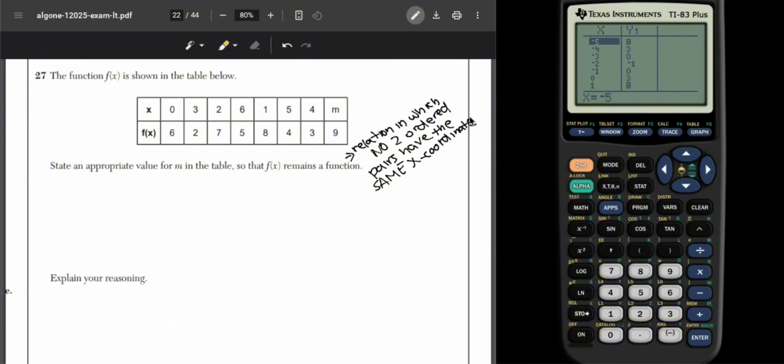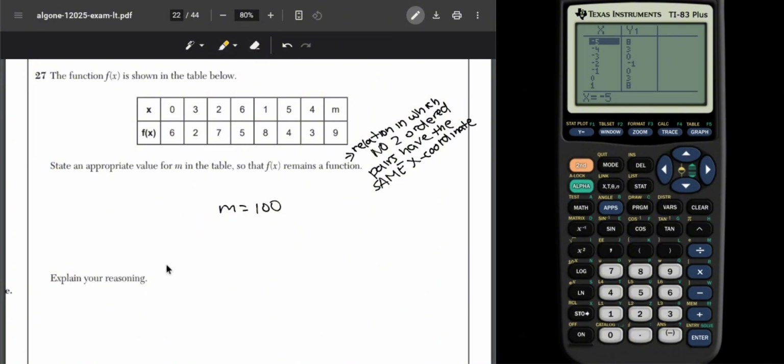Okay? So that means that in order for something to be a function, no two coordinates, no two points can have the same x coordinate. So I have my x's of 0, 3, 2, 6, 1, 5, 4. You can write your m to be 7. You can say 9. You can say 10. You can say 100. Whatever, as long as it is not an x value that is already given. So say I pick 7.